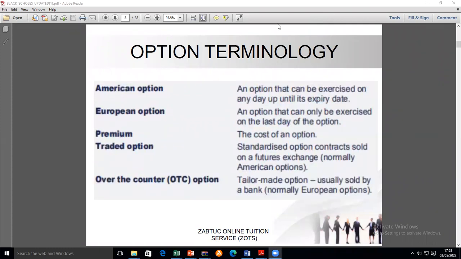Let's go for additional terminology. An American option is an option that can be exercised on any day up until its expiry date, anywhere between today and the expiry date. A European option is an option that can only be exercised on the last day of the option. Premium is the cost of an option.